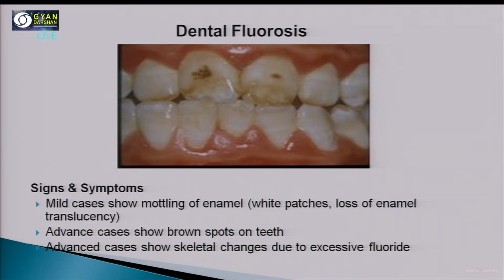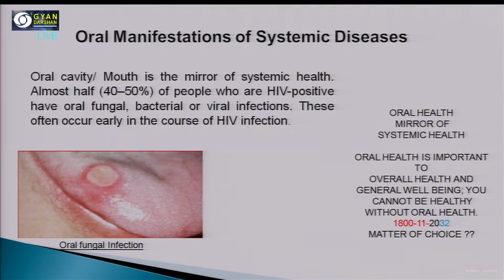So this picture shows dental fluorosis, also known as mottling, where it shows in the form of white patches and loss of the enamel translucency. And in advanced cases, there could be brown spots on teeth, and further advanced cases could also show skeletal changes due to excessive fluoride.